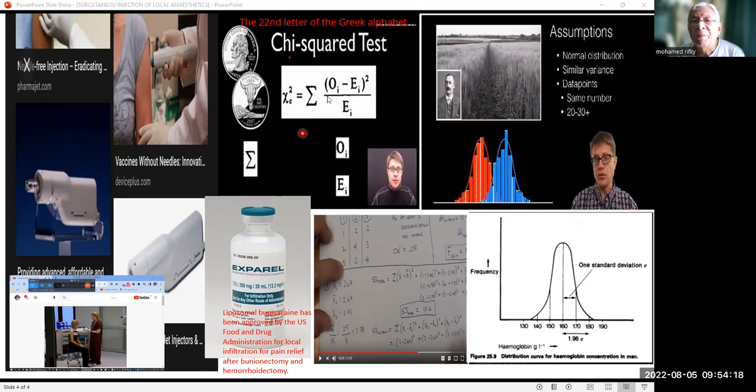The second test, which will be incorporated in this thesis, is the chi-square test. Chi is the 22nd letter of the Greek alphabet. As you can see, it is written as if it is X, and it is squared, and then this is the sum. It is a comparison between the observed and the expected, over the expected.